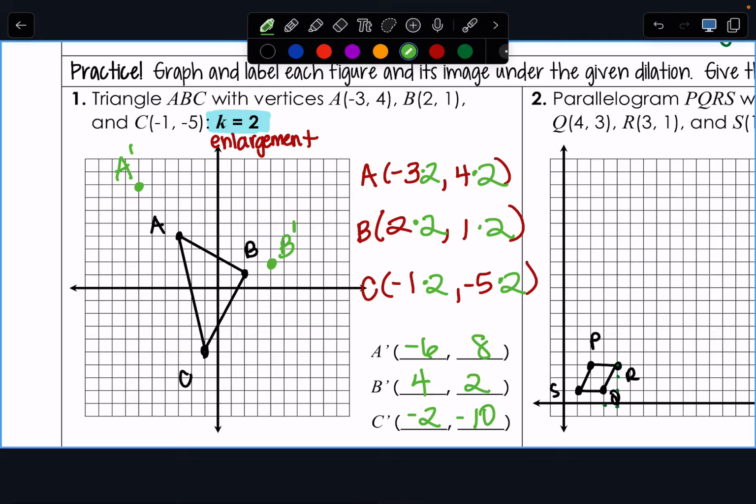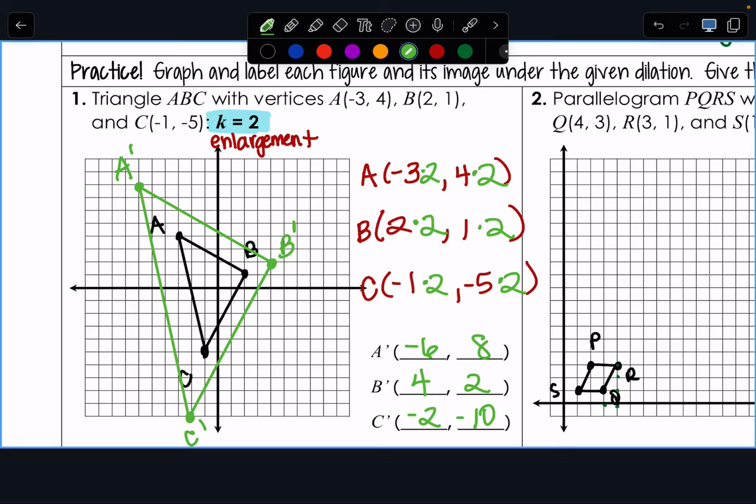Okay, so to plot -2, -10 means I'm going to go over here to -2 and down to -10. Okay, and I'm going to label it with my new C. I also am going to connect the dots to make my new triangle.